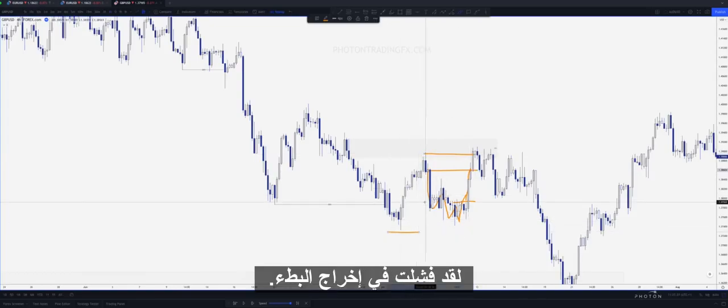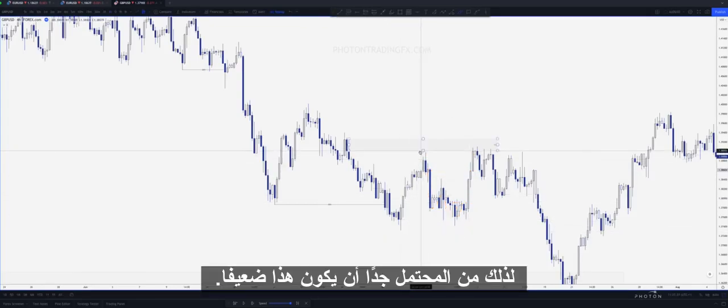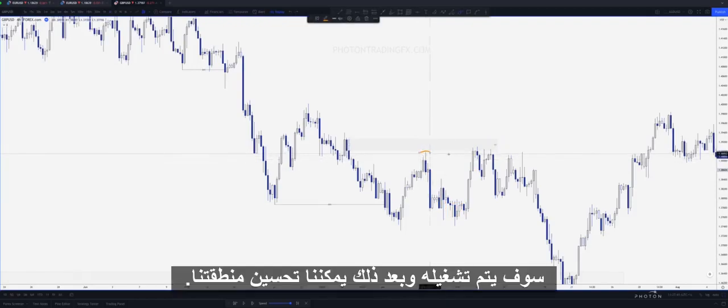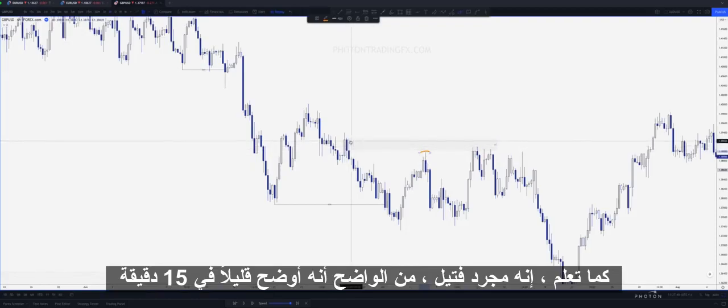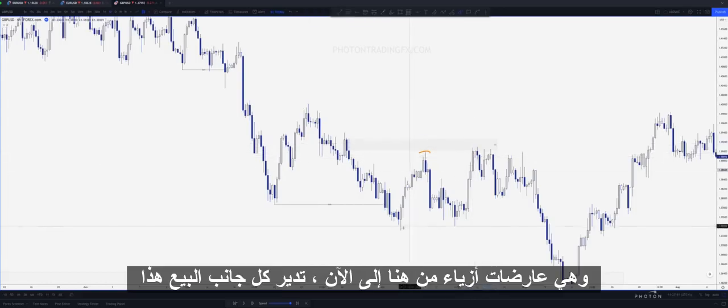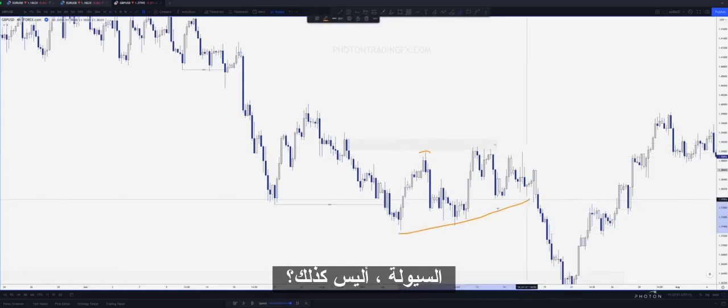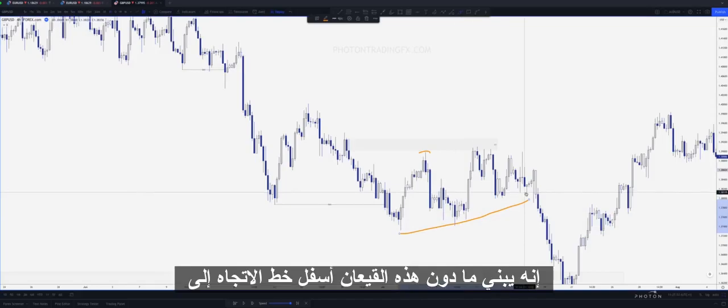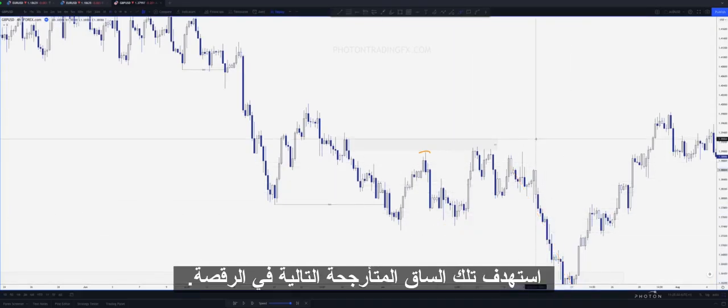It's failed to take out this low, so it's very likely that this is going to be a weak high. It's going to get run, and then we can refine our 4 hour zone to just the wick. Obviously, it'll be a bit clearer in the 15-minute time frame and so on. We know that's now very likely going to be inducement, and then we can look for our entry models within here to now run all of this sell side liquidity that's building up below these lows, below the trend line, to then target that next swing leg to the downside.